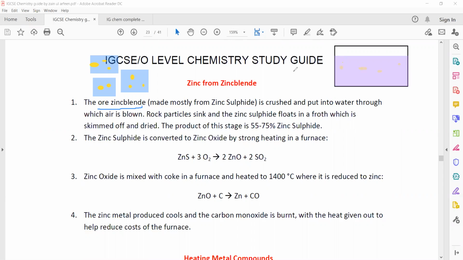Sir, is it only water, or is there also a chemical agent in the water? Water is there. So we blow air through these holes. The air will push this zinc sulfide to the top, so zinc sulfide will be there at the top. So we skim off, or remove, that layer. And the solid, heavy rocks will remain at the base.